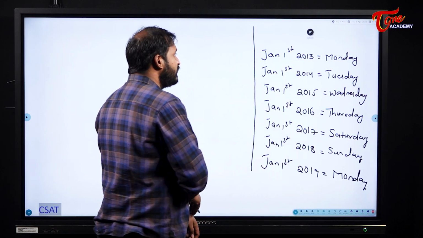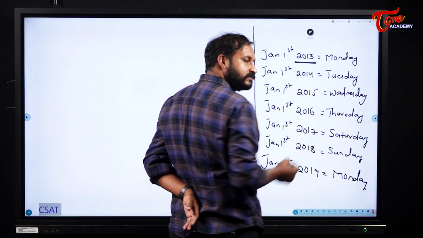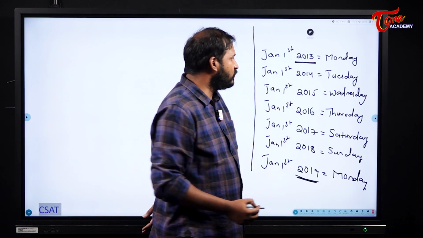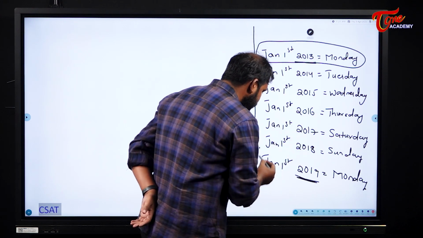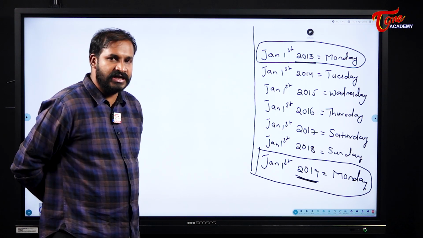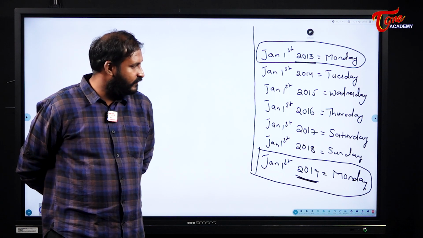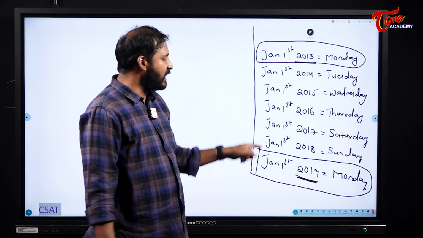Now see here, students, from this what we can understand is that 2013 is a normal year and 2019 is also a normal year. That means I can use the calendar of 2013 once again in the year 2019. Normal year matched with normal year.